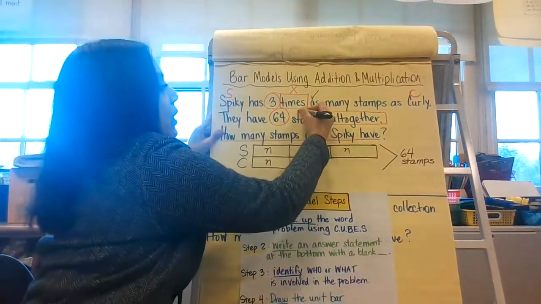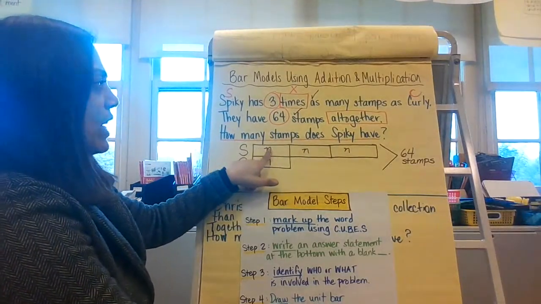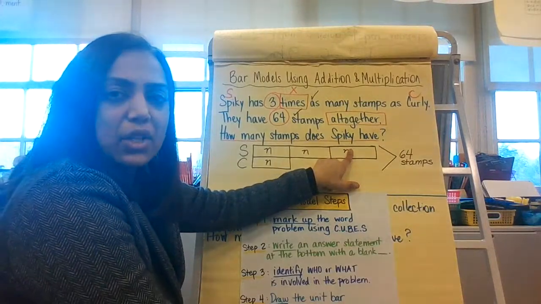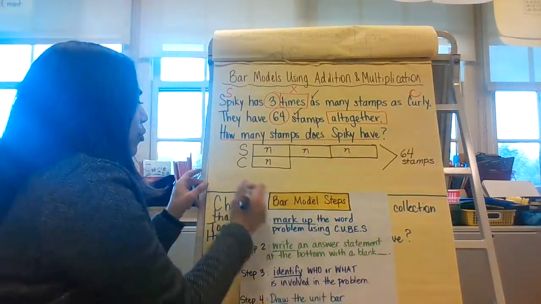Okay, so I included this information. Now it says, how many stamps does Spiky have? We need to figure out how much Spiky has, how many stamps he has. So what calculations will we need to do? Okay, first step.